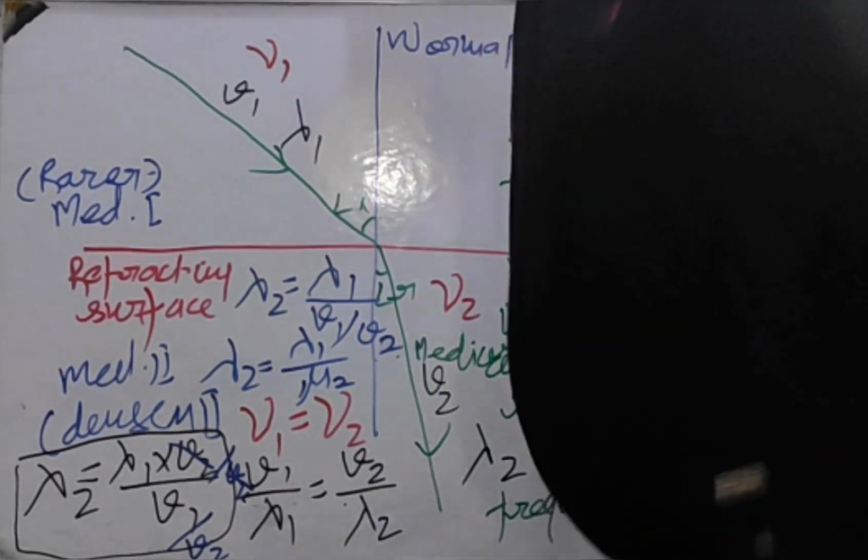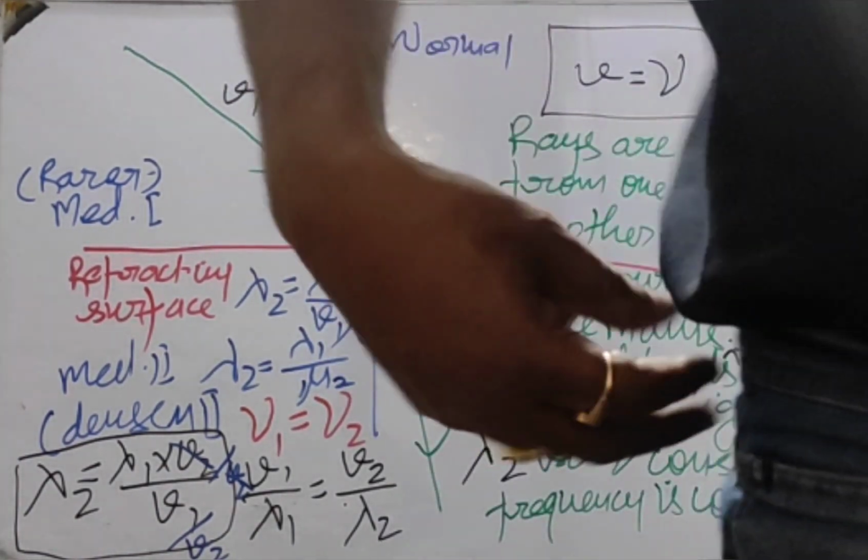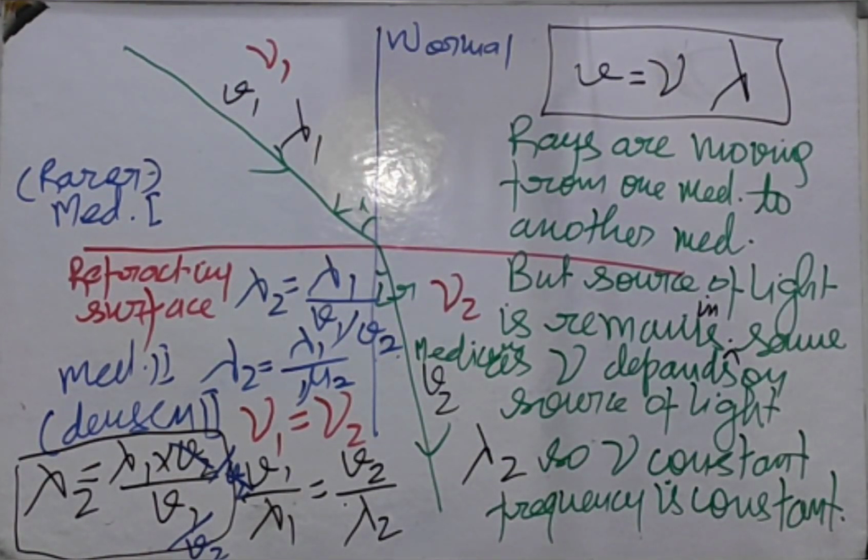So this is what we have. What happens when light goes from one medium to another medium? Then speed is changing, the wavelength is changing, but frequency does not change. Frequency does not change because it depends upon the source of light, and the source of light remains in the same medium. I hope you understand. Okay, so I hope this much is sufficient for today.